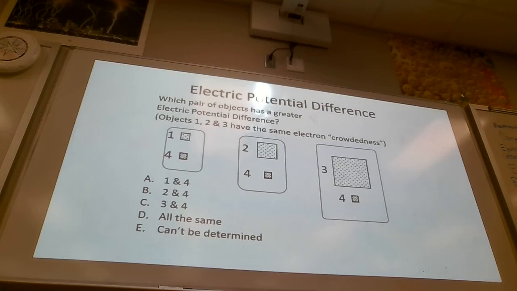Correct answer is D. Dangerous dinosaurs. You right with that? Equally crowded. Okay?